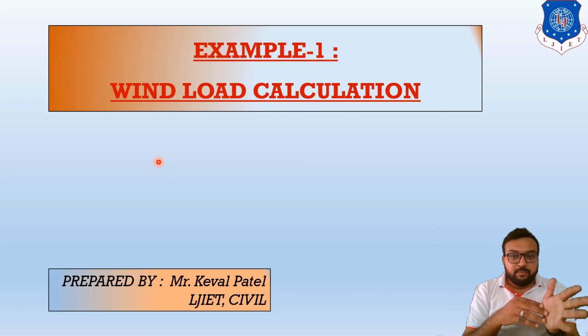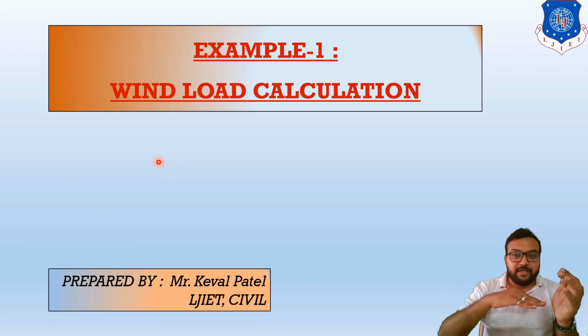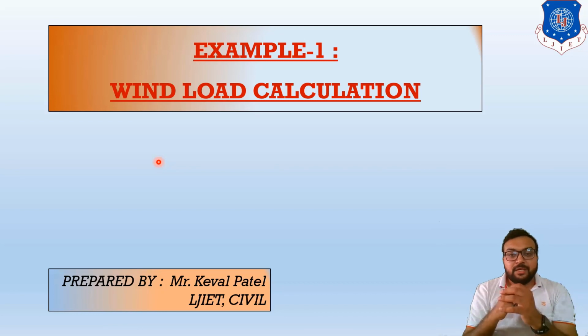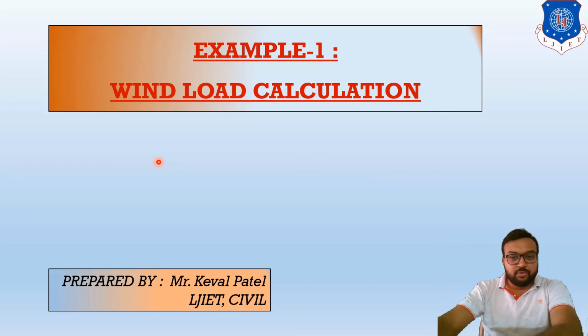Now, what is the difference between example number 1 and 2? So in example number 1 and example number 2, there is a difference in the topography. Topography means at which plane area your building has to be designed. It is theta less than 3 degree or theta greater than 3 degree. Okay. So all this discussion will be covered in your next lecture.